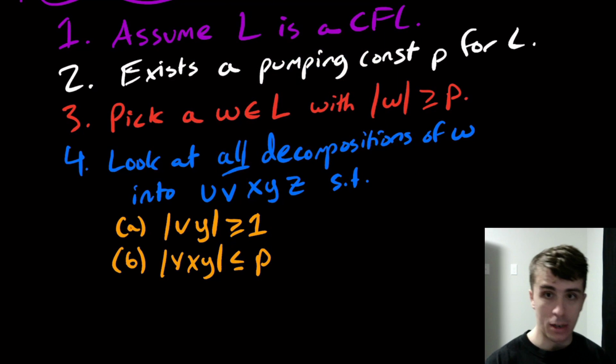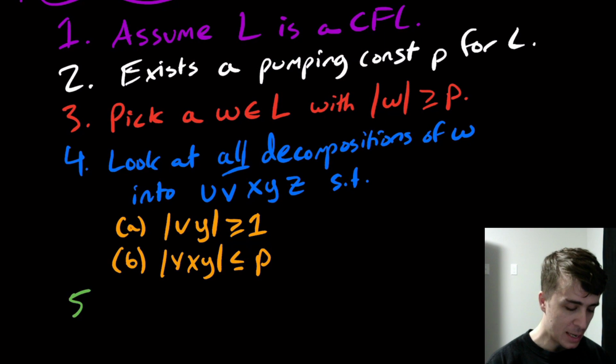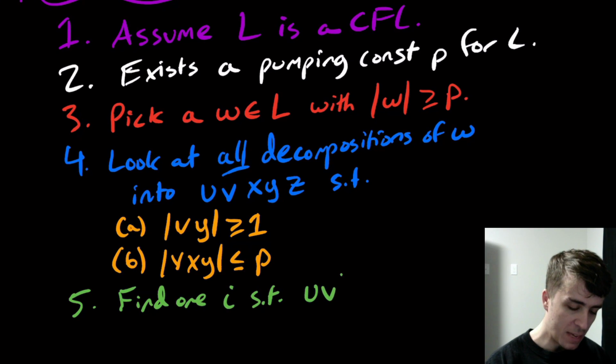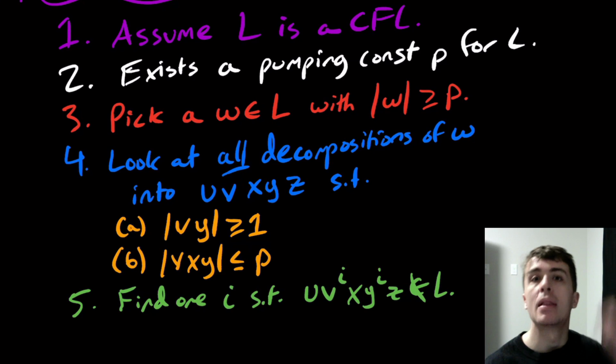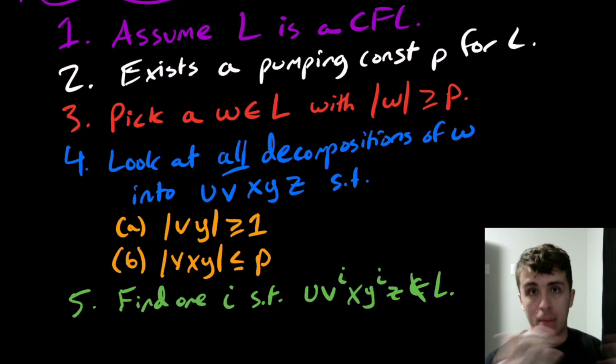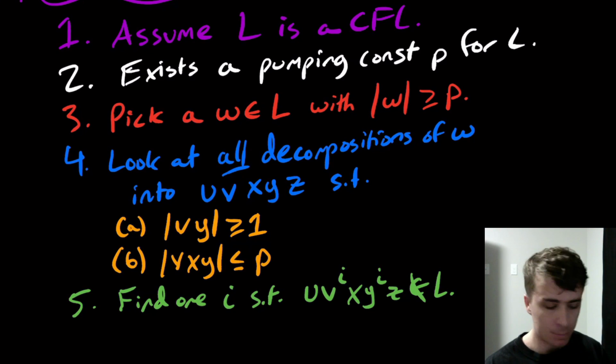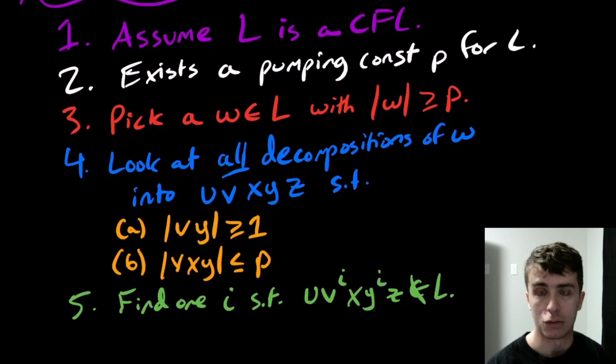And as the final trick in my magic act, we got to find one value of i. So find one i such that u v to the i, x, y to the i, z is not in L. Because the pumping lemma says that it will always be in L for every choice of i. If we can find one that doesn't, then the language cannot have the right property. So that will show that it's not context-free.